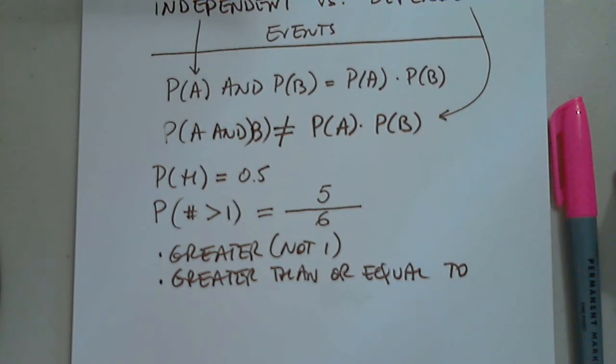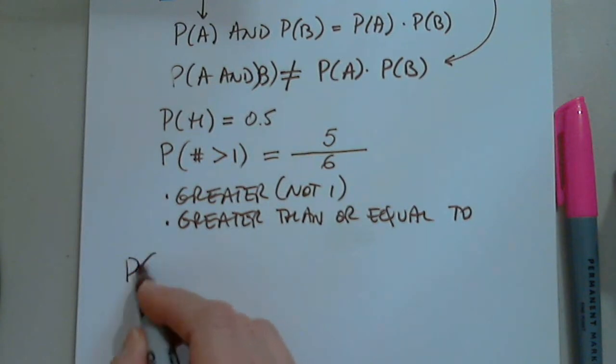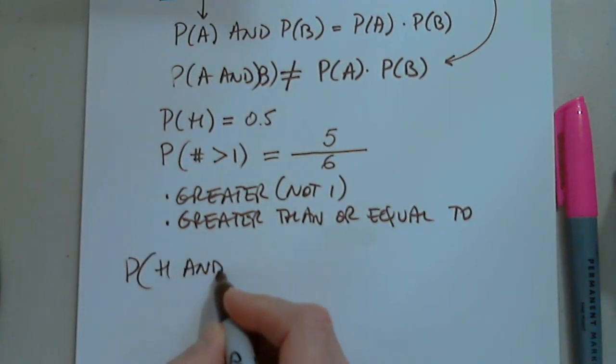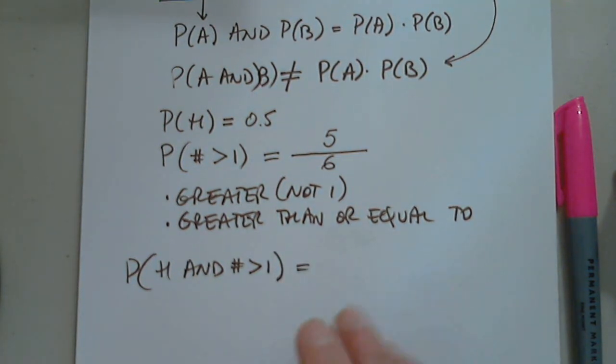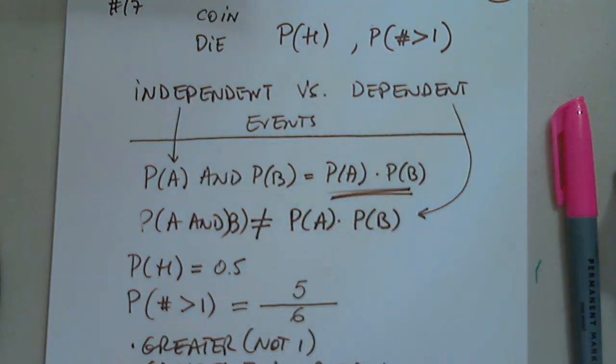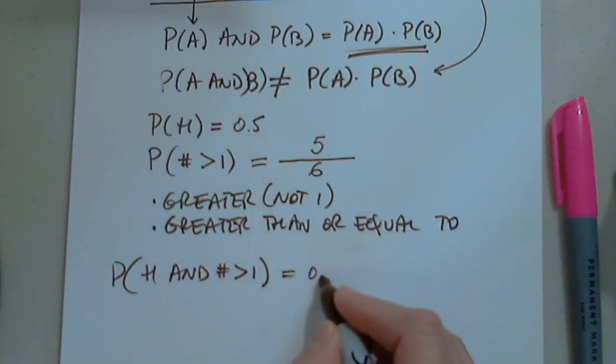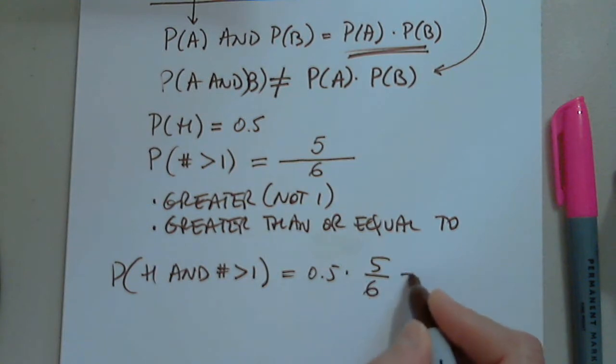So now finally, they're asking us, and, right? Where is it? And. That's another keyword. The keyword is the intersection. It's the same keyword I used in my example, independent and dependent. Find the probability of tossing a head and rolling a number greater than 1. Okay? So that's the probability of heads and a number greater than 1. Because they are independent, this will be 0.5 multiplied by 5/6.